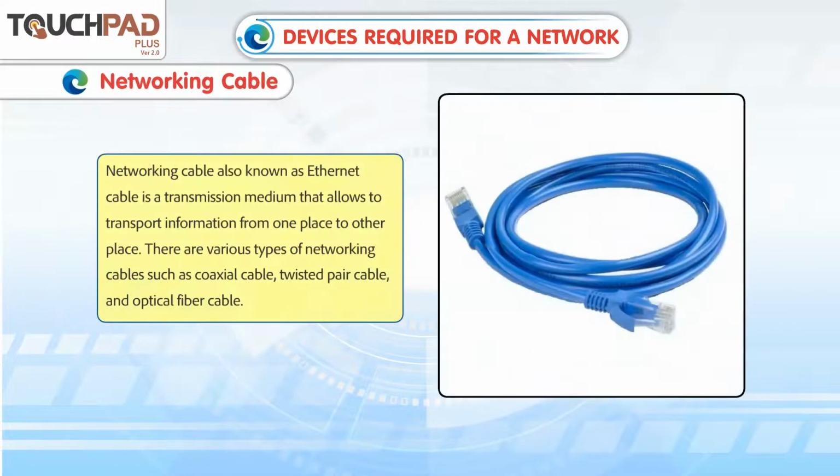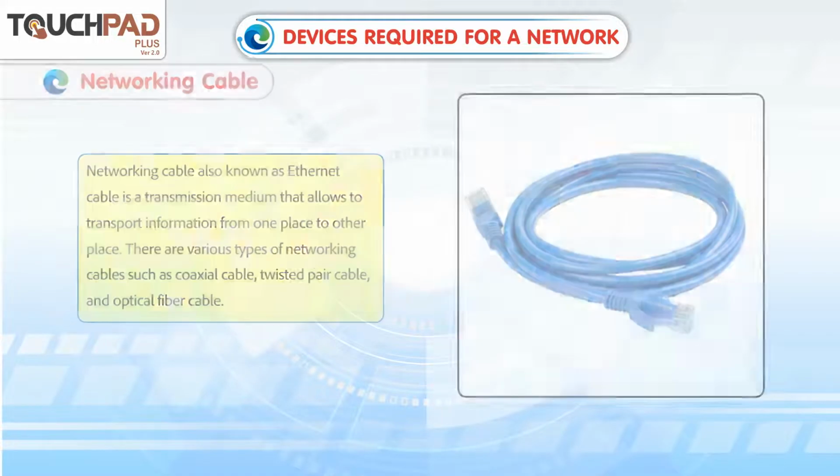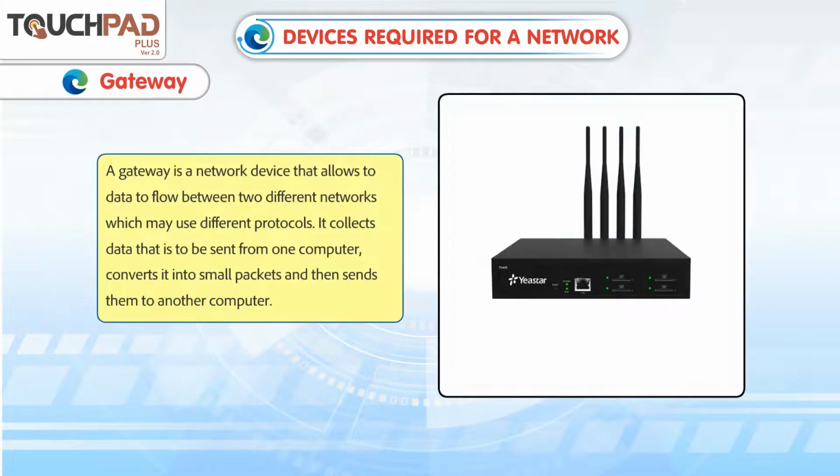Networking cable. Networking cable, also known as Ethernet cable, is a transmission medium that allows transporting information from one place to another place. There are various types of networking cables such as coaxial cable, twisted pair cable, and optical fiber cable. Gateway. A gateway is a network device that allows data to flow between two different networks which may use different protocols. It collects data that is to be sent from one computer, converts it into small packets, and then sends them to another computer.